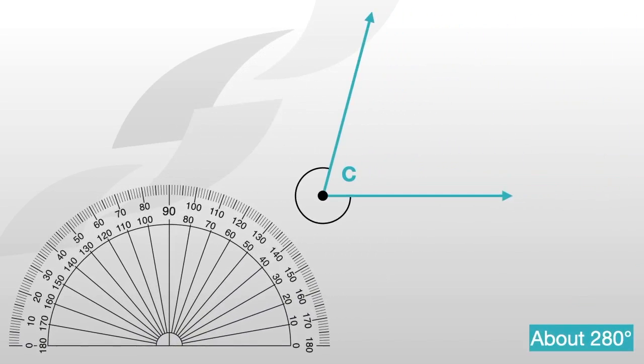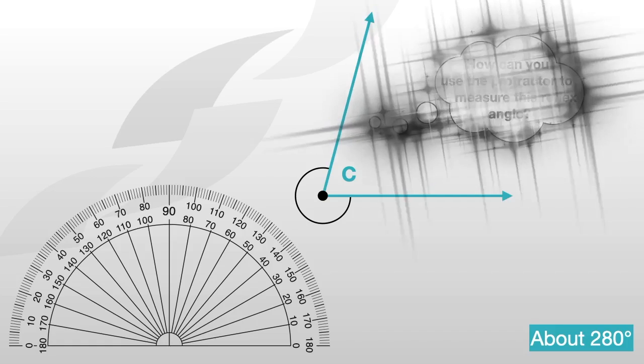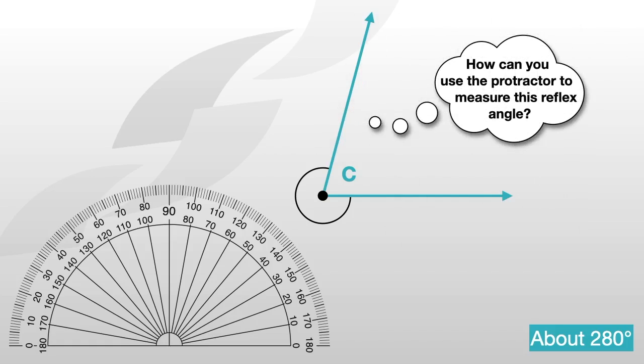Angle C is a reflex angle, so it is bigger than 180 degrees, which means it's bigger than the protractor can measure. How could we still use the protractor to figure out the measure of the reflex angle?